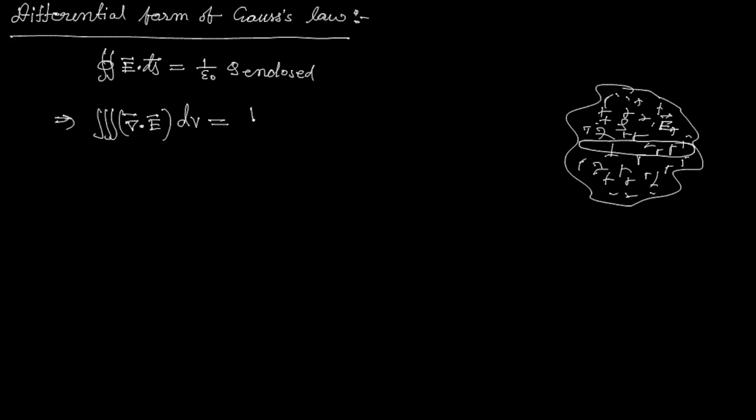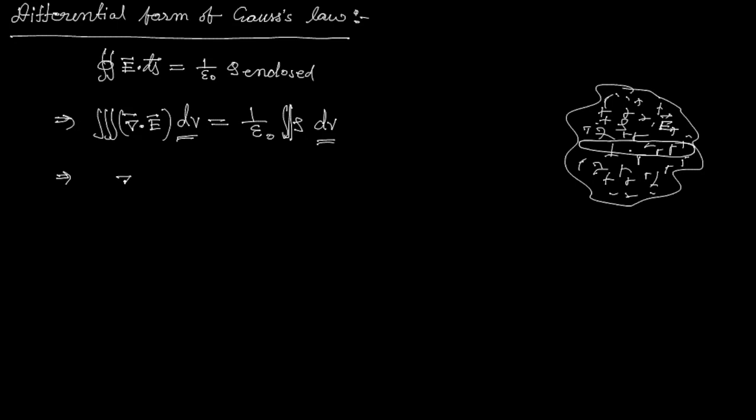On the other hand, the enclosed charge can be written as the integral of rho dV, where rho is any arbitrary charge distribution. It could be uniform or non-uniform. So this will give you the total charge inside the volume. You see that on both sides we are taking the volume integral over the same volume, the same region, so you can remove the volume integral from both sides.